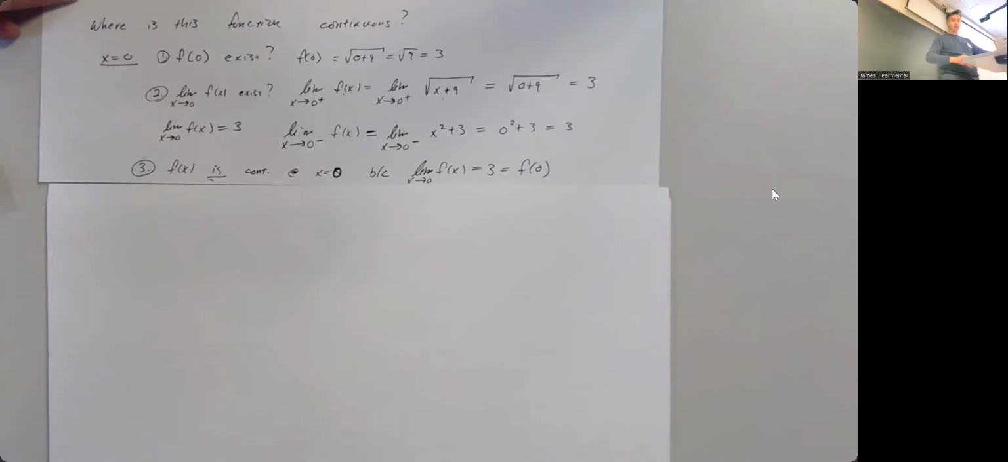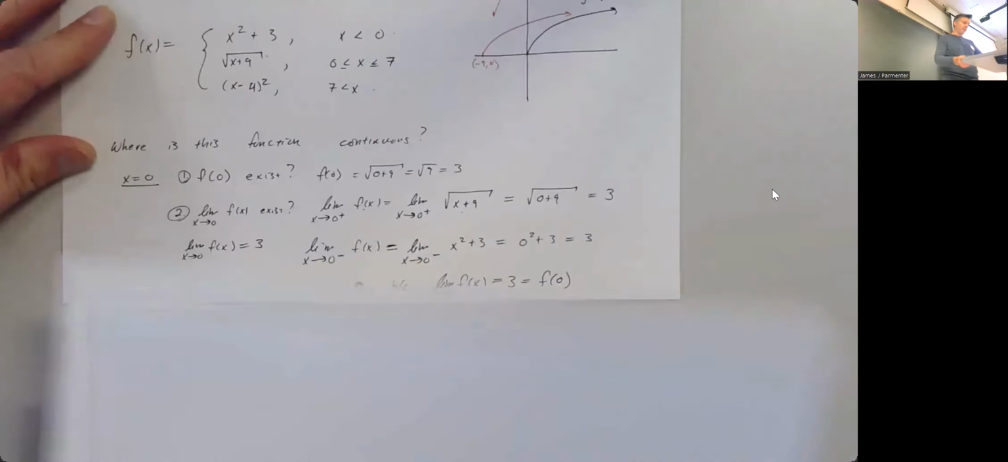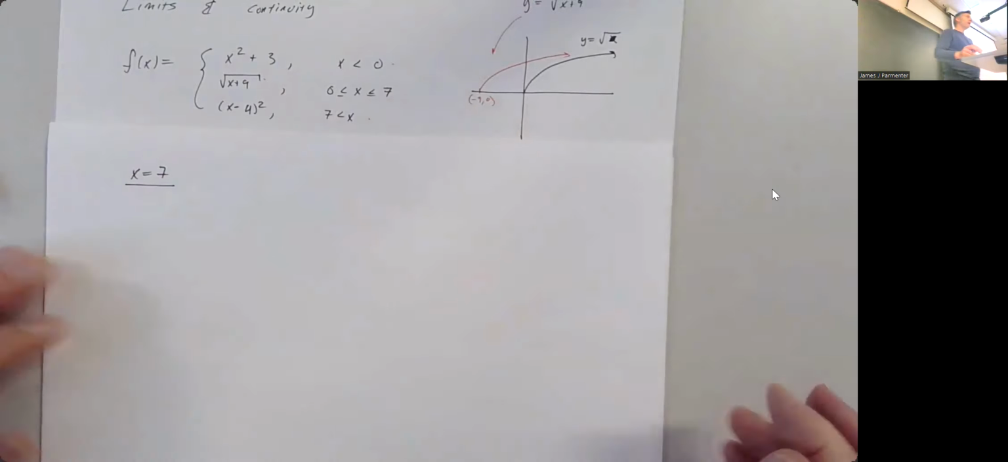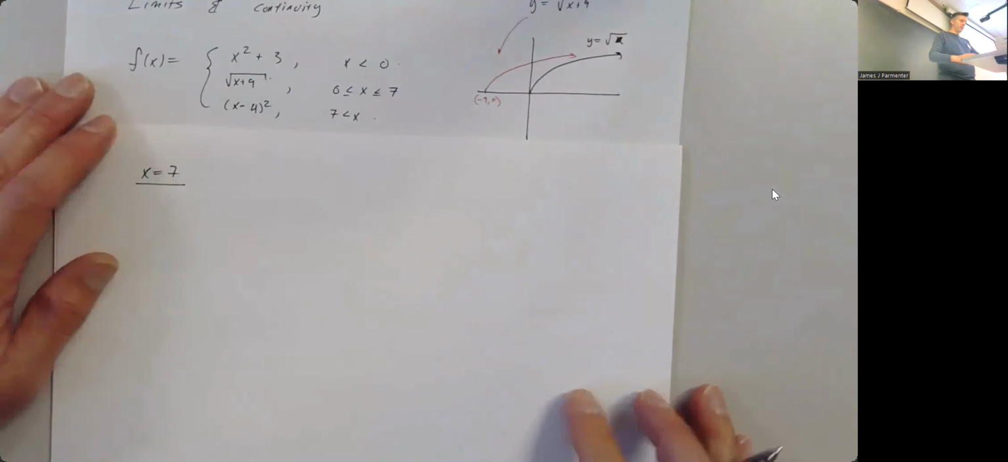Let's look at the other potential problem, which is 7. And I say problem, it's not really a problem, it's just maybe it's discontinuous there. So let's go ahead and look at x equal to 7. It is worthwhile to go through the same process.